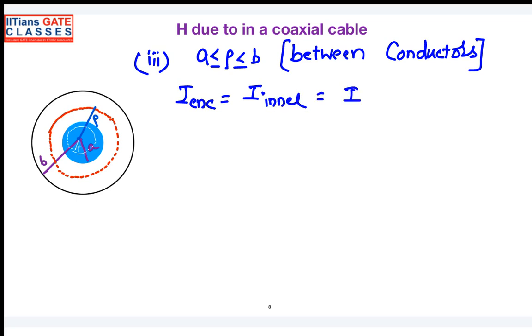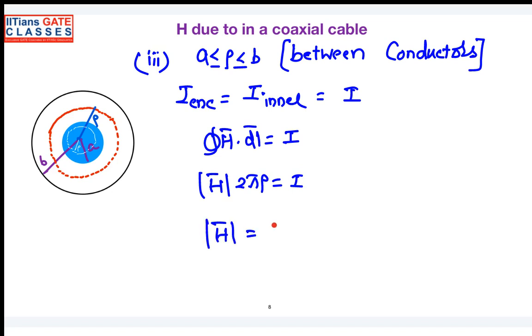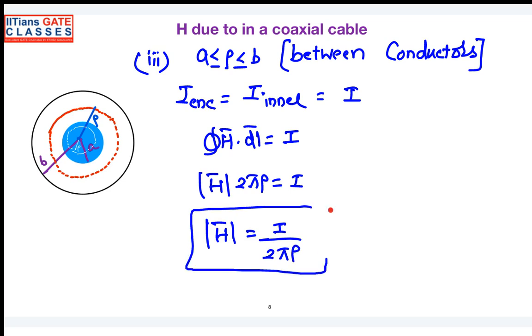Then you can straight away apply Ampere's law. So integral H dot dl is equal to I. So H into 2 pi rho is equal to I. So what you are going to get, the magnetic field intensity is H equal to I by 2 pi rho. This is the magnetic field intensity between the conductors, between inner conductor and outer conductor. So any questions you have?